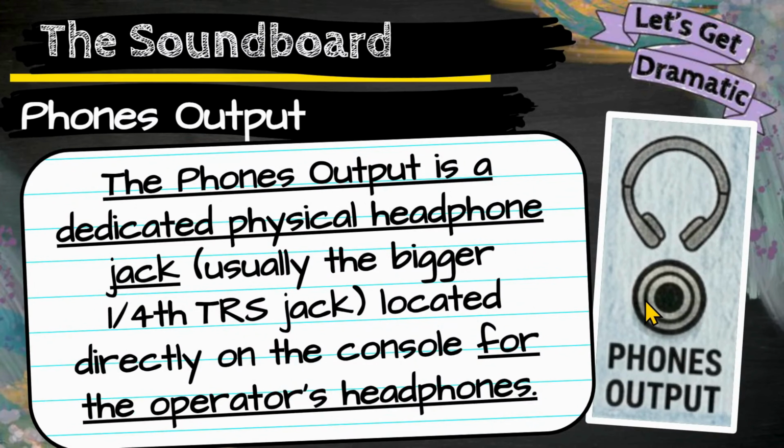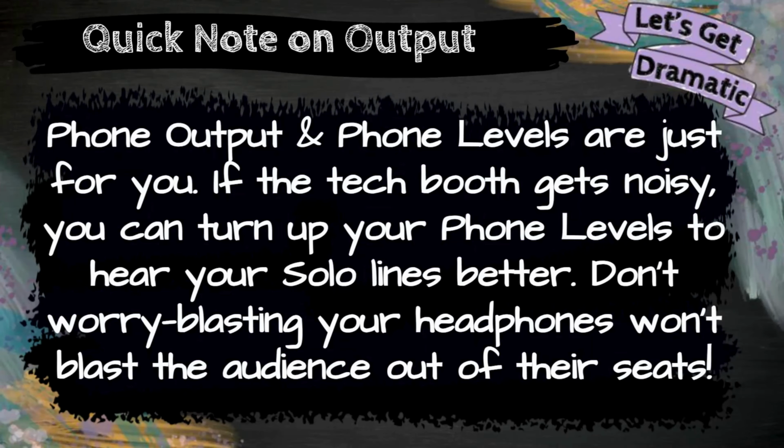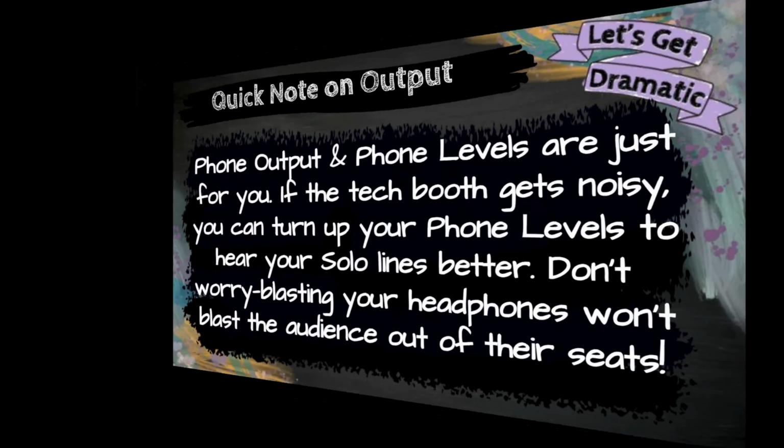Phones output. The phone's output is a dedicated physical headphones jack, usually the bigger 1/4 inch jack, located directly on the console for the operator's headphones. There are headphone conversions that go from 1/4 to the 1/8 that's our normal headphones, so you can just get a conversion plug if you have the normal typical headphones. Phones output and phones levels are just for you. If the tech booth gets noisy, you can turn up your phone levels to hear your solo lines better. Don't worry, blasting your headphones won't blast the audience out of their seats.